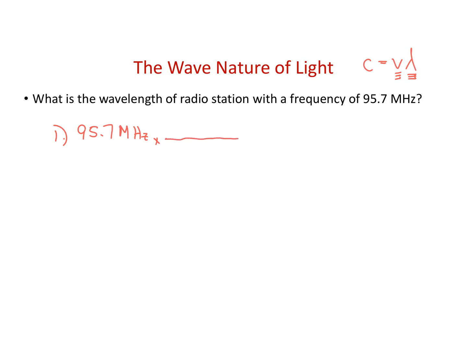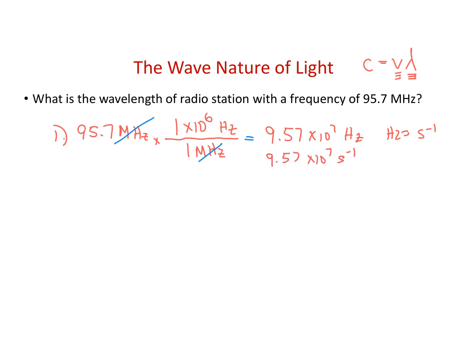Megahertz are a larger measurement. There's actually 1 million, or 1 times 10 to the 6 hertz in 1 megahertz. Megahertz cancel out, and we'll see that we have about 9.57 times 10 to the 7th hertz, where hertz equals inverse seconds. And so we're going to use it as 9.57 times 10 to the 7th inverse seconds. Now we're ready to do our calculation.